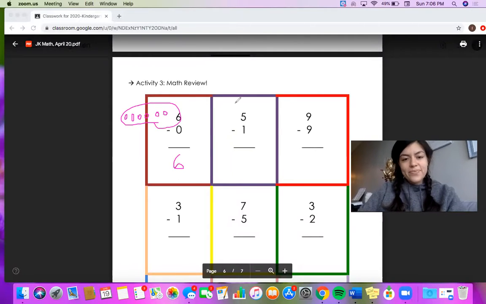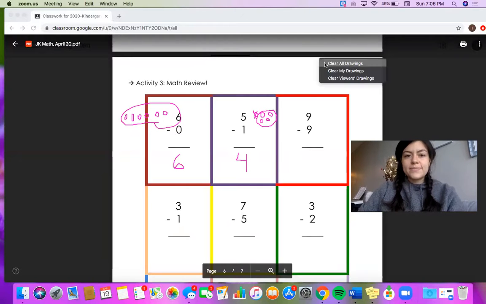Let's do one more. This one is saying 5 minus 1 equals, let's draw it out. 5, so 1, 2, 3, 4, 5, minus 1. So we have to take 1 away, so cross 1 out. Now what's left? Let's count. 1, 2, 3, 4. So that must mean that 5 minus 1 is 4. Okay? So this is just some extra subtraction practice.